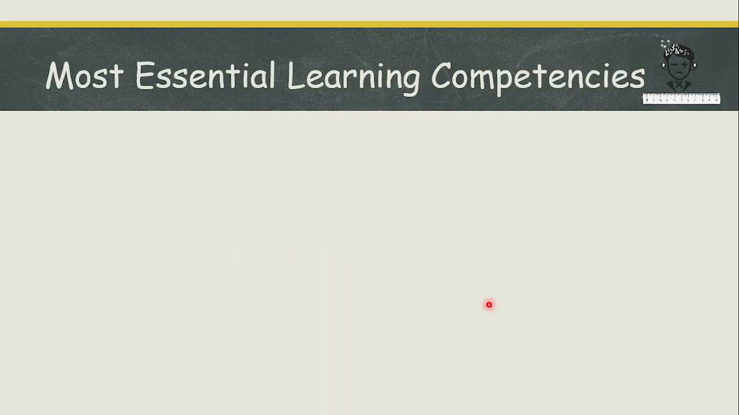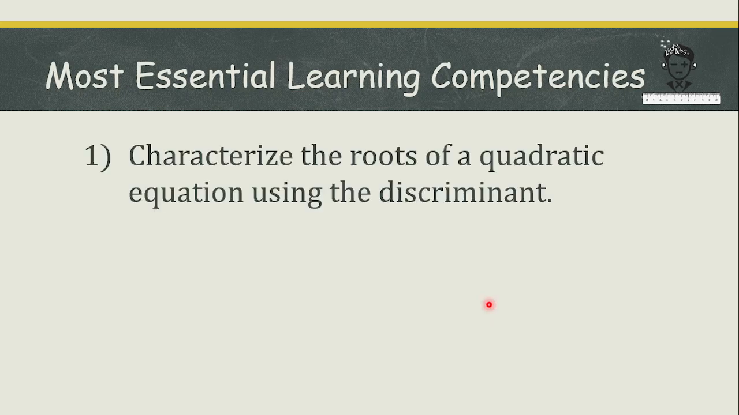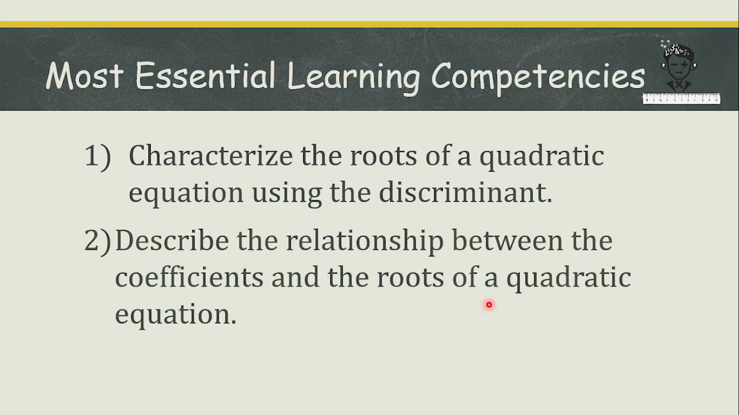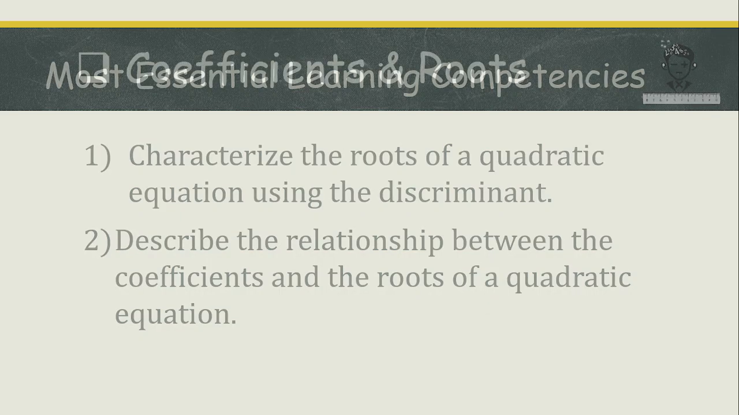Before we go to our proper lesson, let's talk about the learning competencies and goals you need to achieve at the end of the lesson for this week. So we have here number 1, characterize the roots of a quadratic equation using the discriminant. Number 2, describe the relationship between the coefficients and the roots of a quadratic equation. These two learning competencies are the two goals you need to achieve at the end of the lesson for this week. Let's continue.